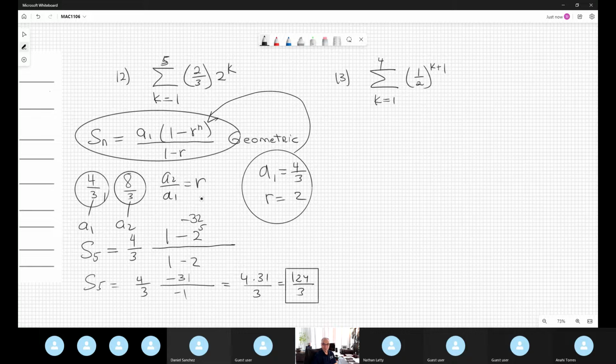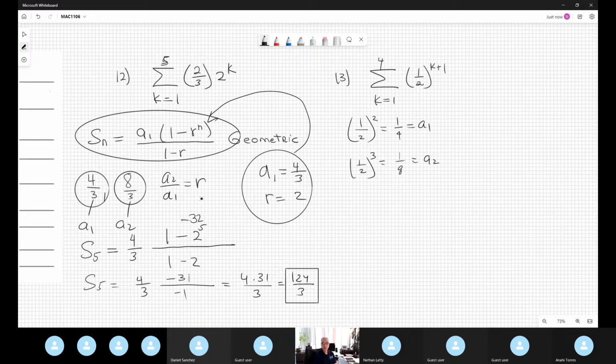Evaluate. Suppose k equals 1, which is the beginning. Then 1/2 raised to the 1 plus 1, which is 2, and it's 1 over 4. This is A1. A2 is 1/2 raised to the cube, because 2 plus 1 is 3, so it's 1 over 8.